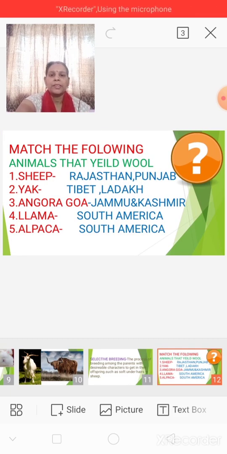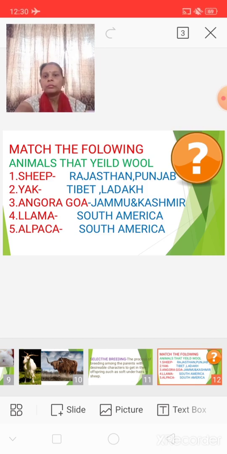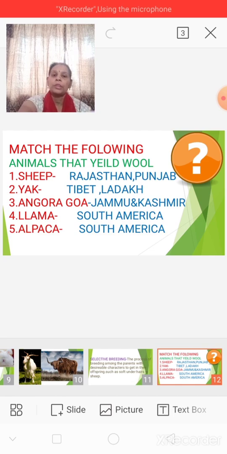Now here again you can see the next question, which is match the following. Here you can see again the animals and the states, countries are given, and accordingly you can go for choosing the correct country or the state. So first one is your sheep. Here you have Rajasthan and Punjab. Along with it, sheep also are found in Uttar Pradesh.